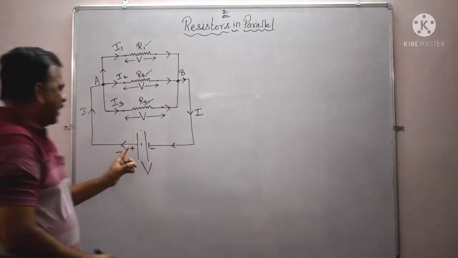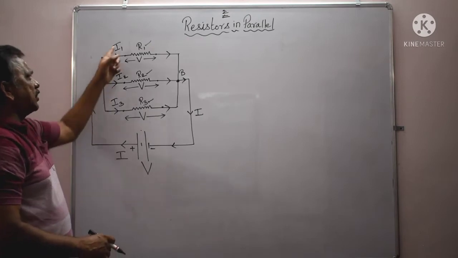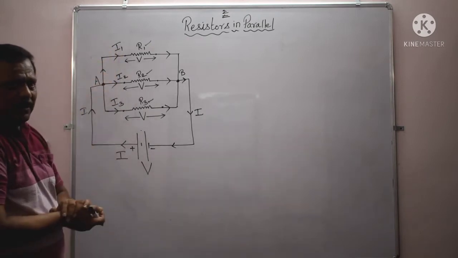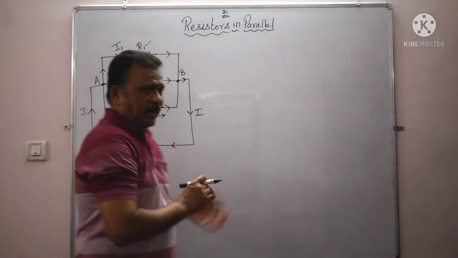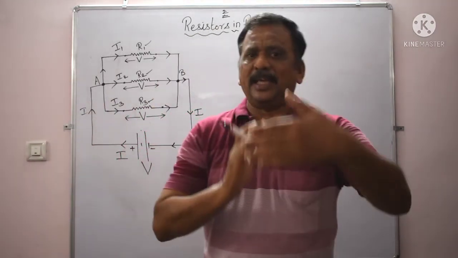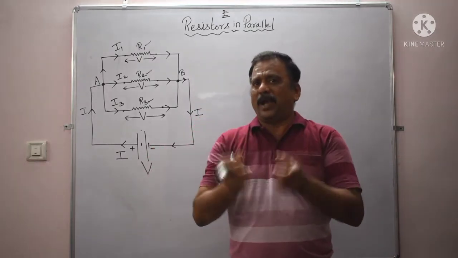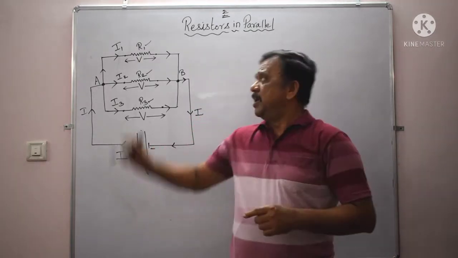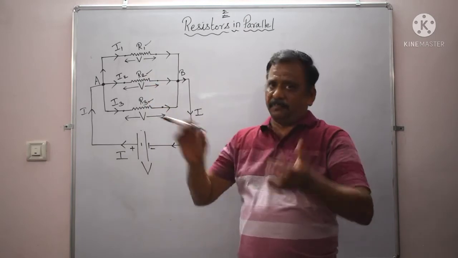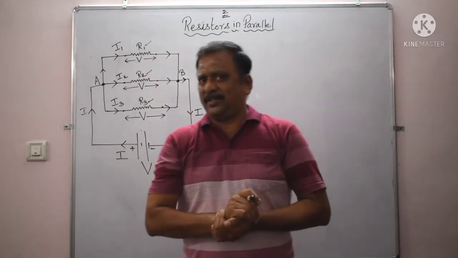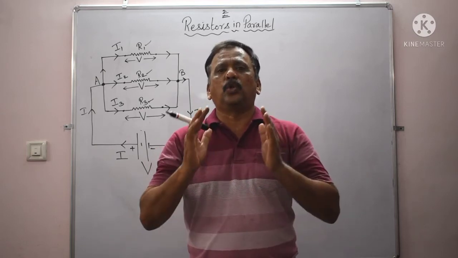So that's why the current supplied by the battery branches off into 3 different values, I1, I2 and I3. So in short, I can say in a parallel connection, voltages are the same, but the currents flowing through the components are different. Why are the currents different? It's because the resistance offered by the paths is different. Suppose the 3 paths offer the same resistance, then the current flow will also be the same.